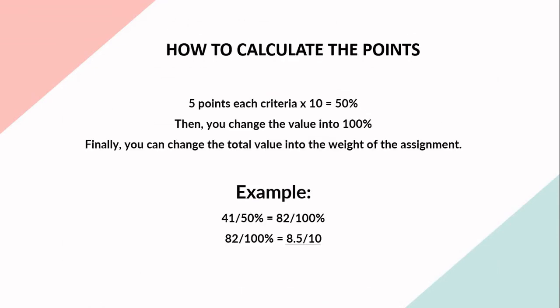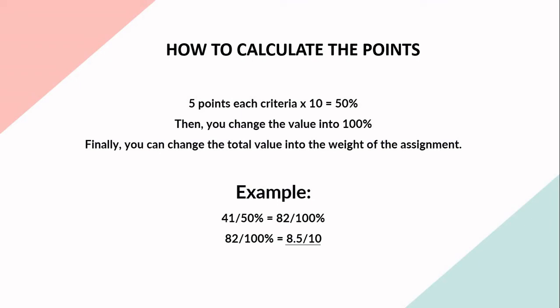So how do you calculate the pointers? We put 5 pointers for each criterion, and we have 10 segments. So when you calculate it, it comes to 50. Then out of 50, you change the value into 100%, and finally you can change the total value into the weight of the assessment, whether it is out of 10, out of 50, out of 20, based on the weight you have given to the assignment.